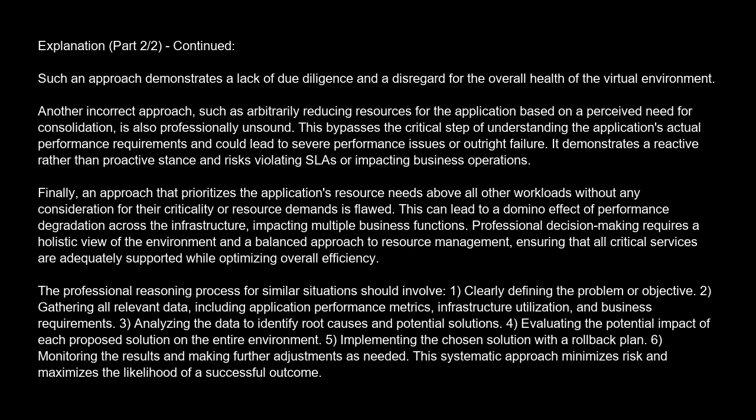The professional reasoning process for similar situations should involve: 1. Clearly defining the problem or objective. 2. Gathering all relevant data, including application performance metrics, infrastructure utilization, and business requirements. 3. Analyzing the data to identify root causes and potential solutions. 4. Evaluating the potential impact of each proposed solution on the entire environment. 5. Implementing the chosen solution with a rollback plan. 6. Monitoring the results and making further adjustments as needed. This systematic approach minimizes risk and maximizes the likelihood of a successful outcome.